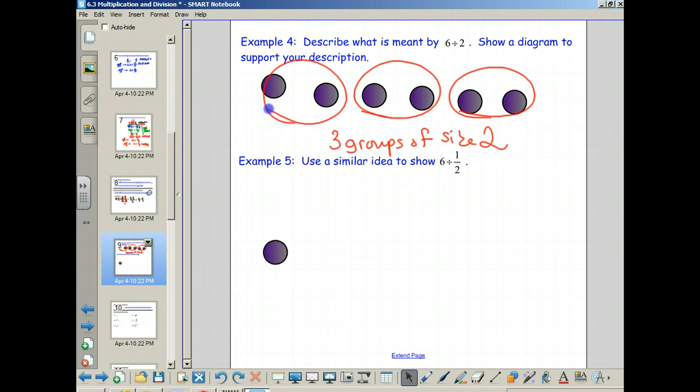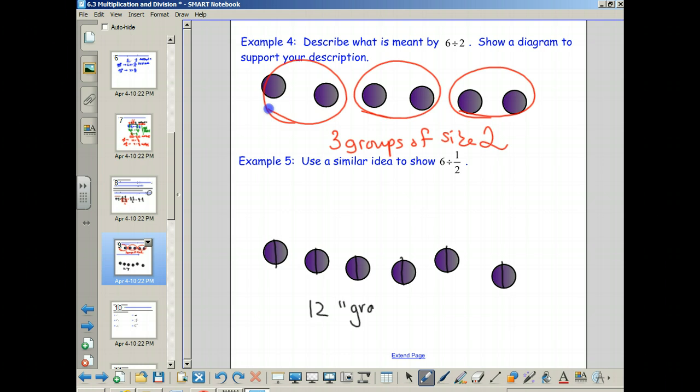So again, I'm going to create 6 of these guys. There's 2, 3, 4, 5, and 6. And I want to create groups of size 1/2. So obviously I can't be talking at this point now about people, but I can certainly be talking about cookies. So if I had 6 cookies and I want to create cookies of size 1/2, I would simply divide each cookie, of course, in half.